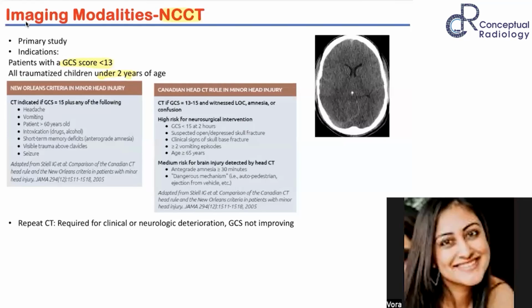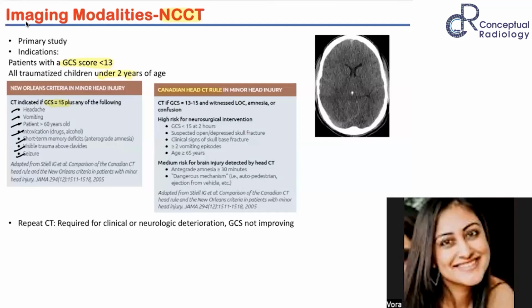You don't have to memorize them per se, but you just need to be aware of the names, because you do get asked about the names here. It depends on what you follow at your centers, so usually it is the Canadian head CT rule which is more widely followed, but more or less both have the same concept: if the GCS is 15 and you have any of these, so if you have headache, vomiting, anything which points towards raised intracranial pressure, extremes of ages more than 60 years, intoxication, memory deficits, visible trauma above the clavicles, or seizures. So, any focal neurological deficit, there is an indication of CT.